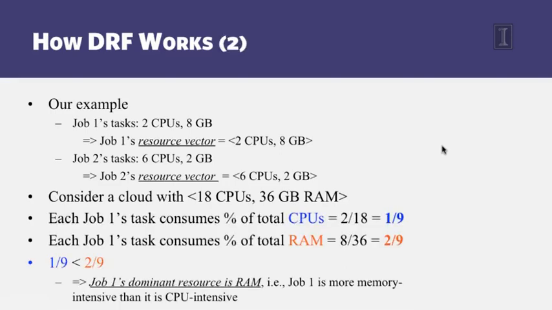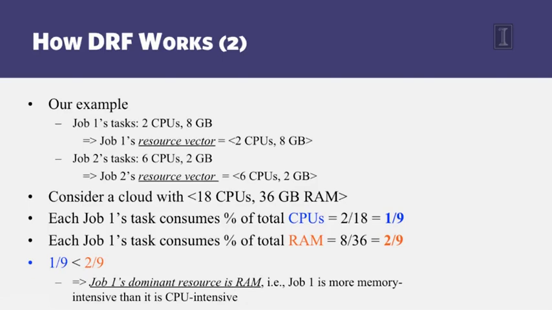Now let's look at job 1. Each task of job 1 consumes a percentage of total CPUs: it requires 2 CPUs, and the total number of CPUs in the cloud is 18. So the percentage of the total CPUs consumed by one task from job 1 is 2 by 18, which is 1 over 9. Similarly, each task of job 1 requires 8 gigabytes of RAM. The total RAM present in the cluster is 36, so the percentage consumed by each task of job 1 is 8 by 36, which is 2 by 9. So 1 by 9 is less than 2 by 9, which means that job 1's dominant resource is the orange resource, which is RAM. So job 1 is more memory intensive or RAM intensive than it is CPU intensive.